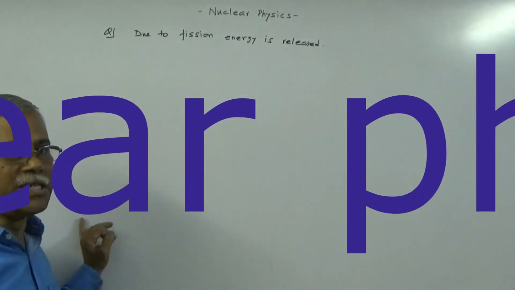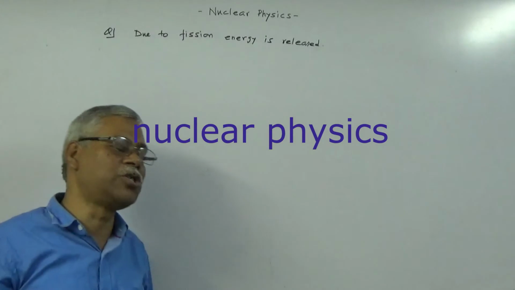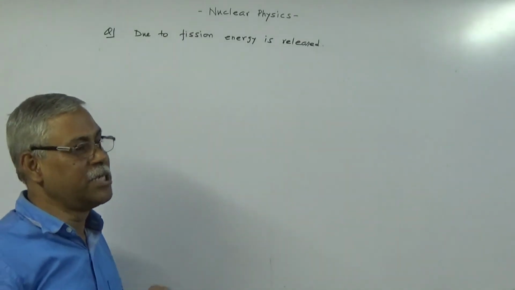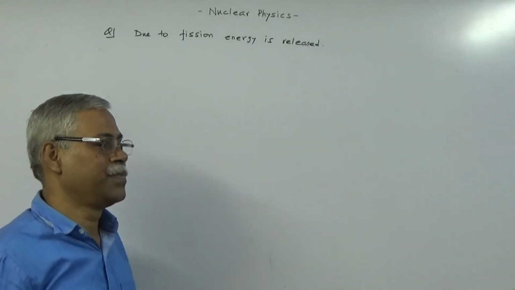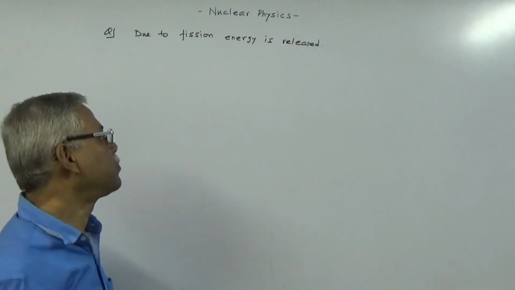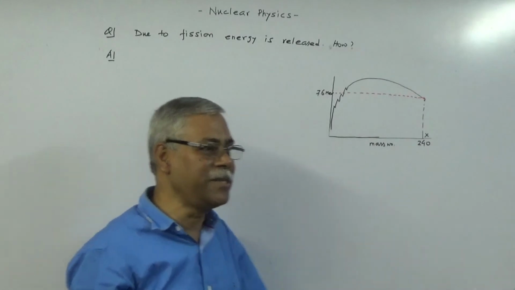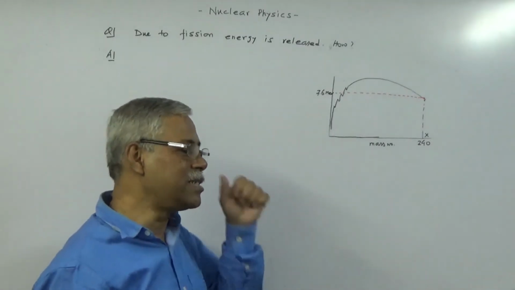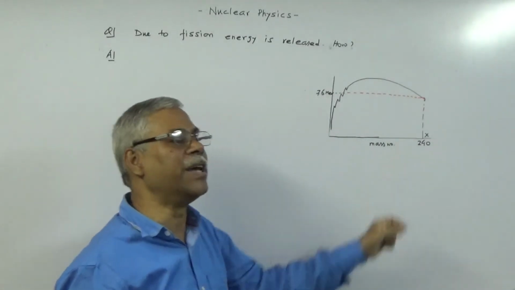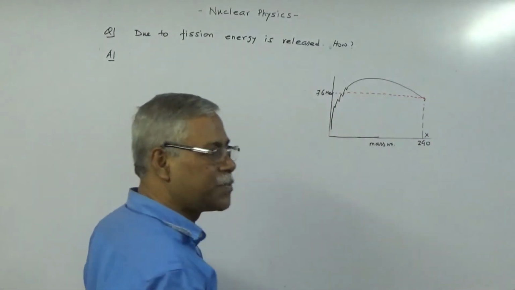Due to fission energy is released, and due to fusion also energy is released. This fact has to be understood. Why is energy released? Now this element is trying to attain stability. How will it attain stability? Obviously by reducing its mass number.